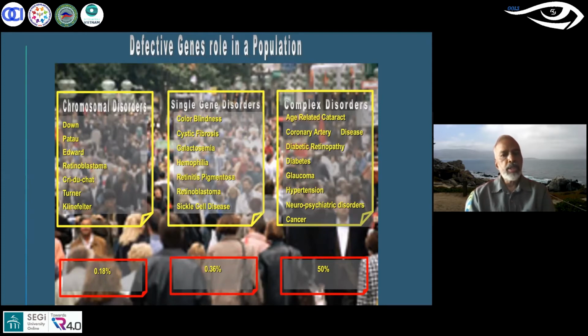But complex disorders are very common. You can find multiples of them in your own family. You don't need to step out of your house or your family to find somebody who is affected.